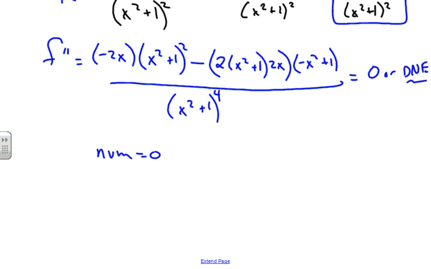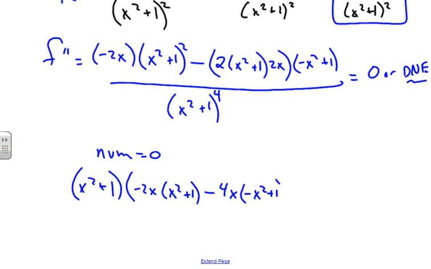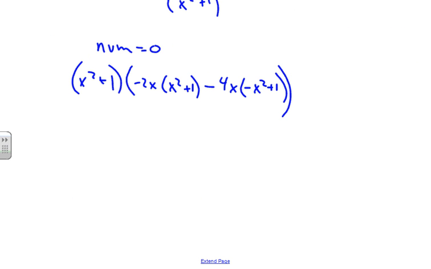From here, one of these things is just like the other. What can we factor out? It looks like x squared plus 1. We do that. We have negative 2x left over. We have x squared plus 1 right there. Then we got negative 4x times the quantity negative x squared plus 1. That's cool. And I think I'm missing a parenthesis. There we go. All right. And then from here, I'm going to set that equal to 0.